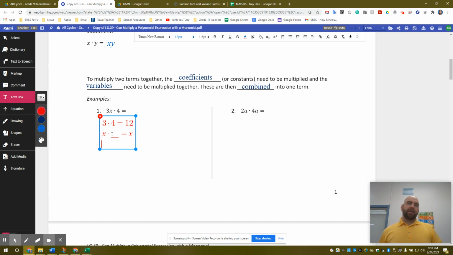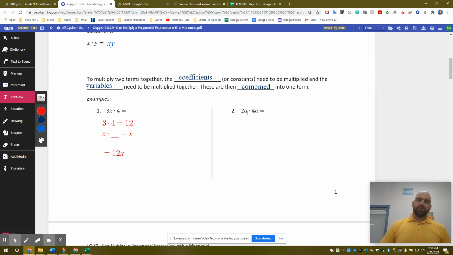Now, when we put this together as our final answer, we're going to take the 12 from the numbers, and we're going to take the x from the variables here. And our final answer is going to be 12x. I'm just going to put an equal sign there because this whole thing is going to equal 12x. So we multiply the numbers together, and then we multiply the variables together to come up with our final answer.